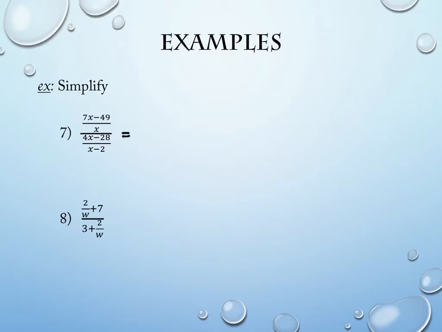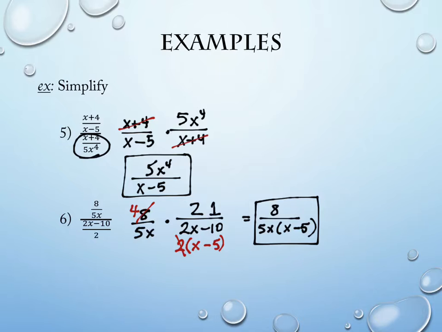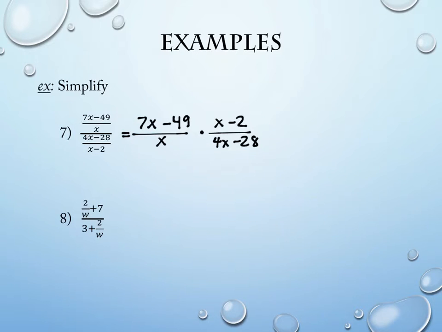So the starting part's the same way, 7x minus 49 over x, and then I multiply by the reciprocal, which is x minus 2 over 4x minus 28. Now on this one, you'll notice again, kind of like on the denominator of number 6 over here, I have some factoring I can do within each of the numerator and denominator pieces. So on this first one, I have a 7 I can factor out, leaving me with x minus 7. On the denominator here, I have a 4 I can factor out, leaving me with x minus 7.